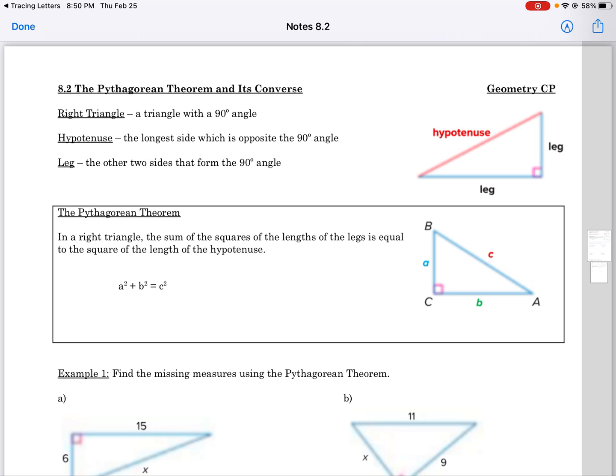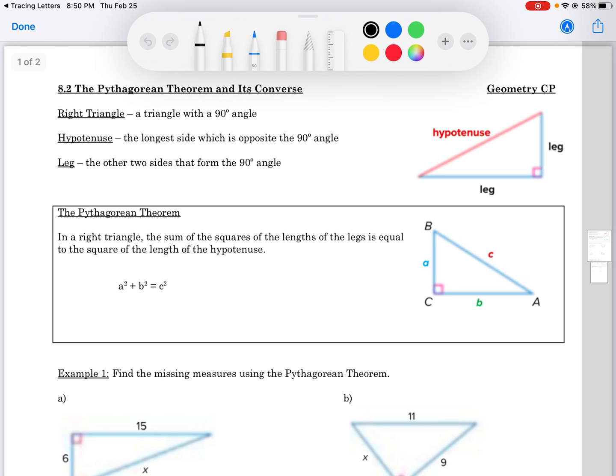Parts of a right triangle: we have the hypotenuse, which is directly across from the 90 degrees. So here's our 90 degrees in the corner. The directly opposite side is our hypotenuse. That's always the longest side. And the other two sides are called the legs.